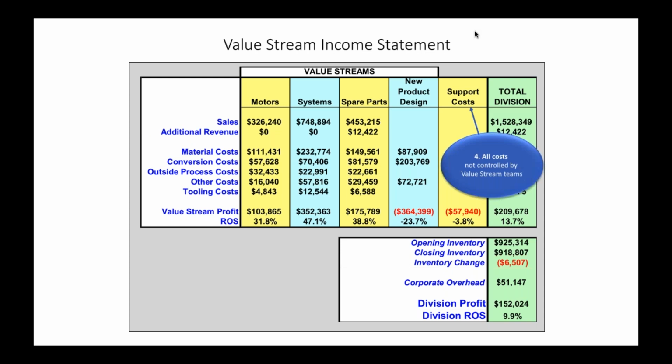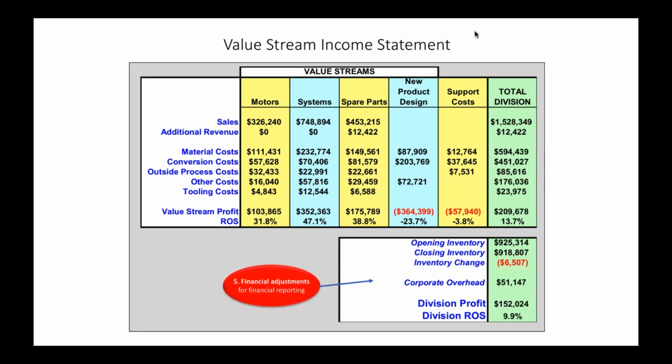We also have sections of the value stream income statement for costs that are not controlled by the value stream, whether it's new product design or support costs, which can also be thought of as selling, general, and administrative expenses. So in this case, we create an operating profit of $209,678. Everything at the value stream profit line and above is under control of the value streams and the various functions of the business.